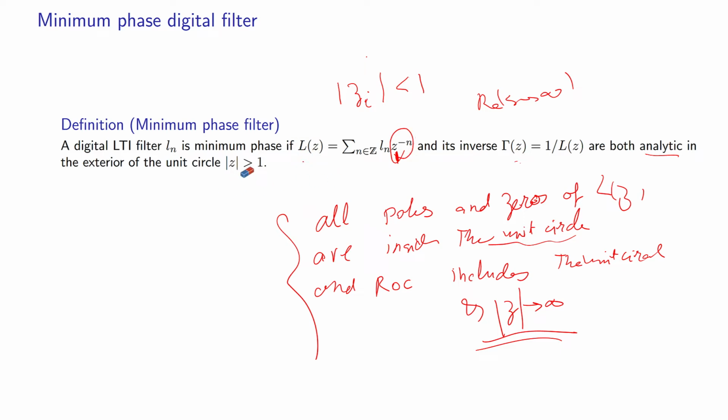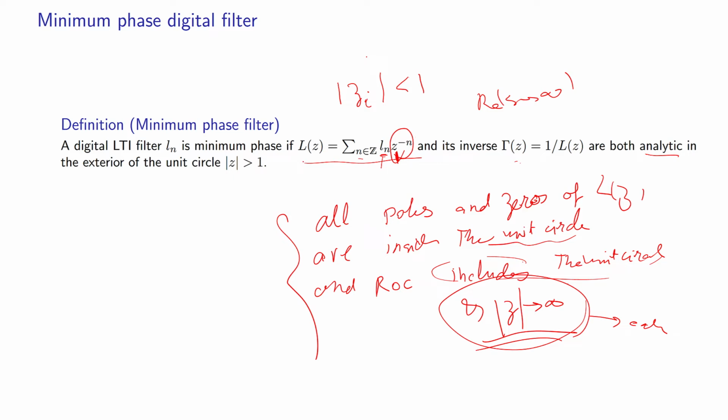Why? Because if any of these components for negative n has a value, which means your filter is not causal, then this becomes infinity. So this is for causality, and the ROC including the unit circle is for stability.